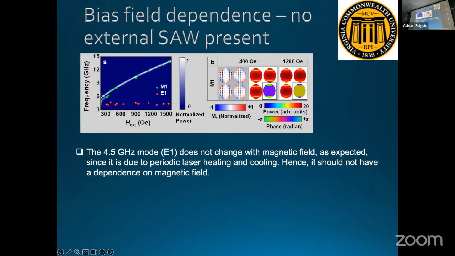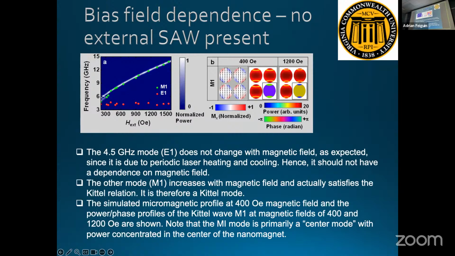The 4.5 gigahertz mode, the red one, which we call the E1 mode, does not change with magnetic field, as expected, because it's due to periodic laser heating and cooling. The other one changes with magnetic field and satisfies the Kittel relation, so it is a Kittel mode. These are the power and phase profiles at two different magnetic fields. Note that the M1 mode is a center mode, meaning the power is concentrated at the center.